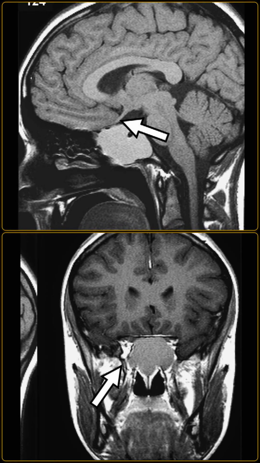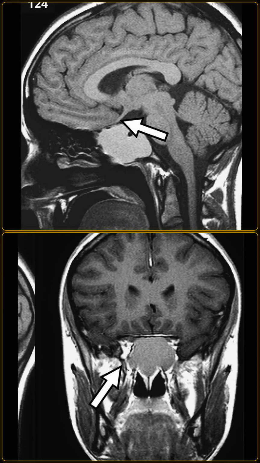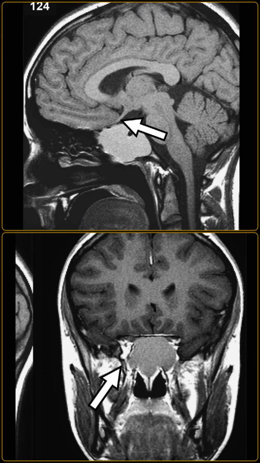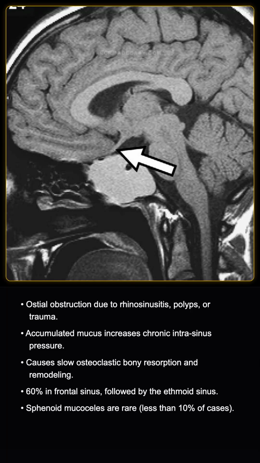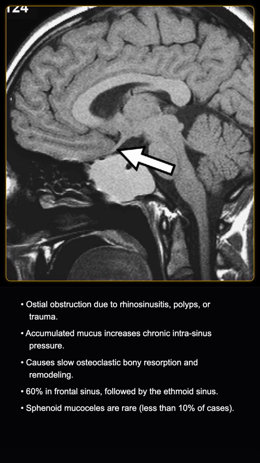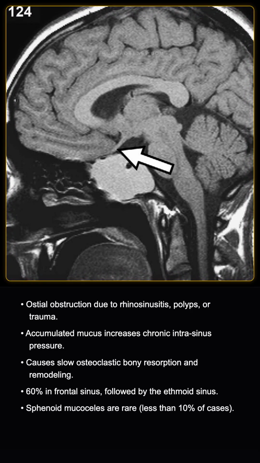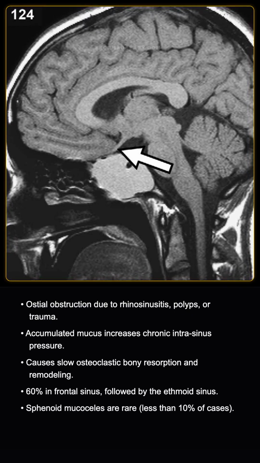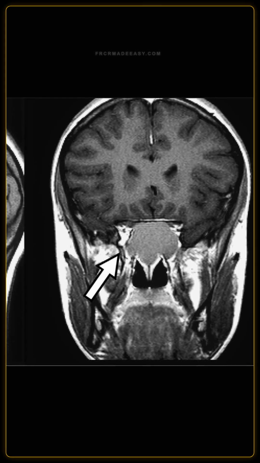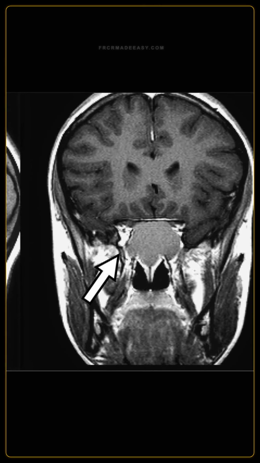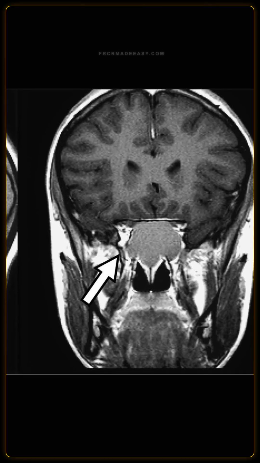Mucoceles occur most commonly in the frontal sinus, accounting for 60% of cases, followed by the ethmoid sinus. Sphenoid sinus mucoceles are rare, accounting for less than 10% of all paranasal sinus mucoceles. What are the clinical presentations of sphenoid mucoceles, and how does MRI signal vary depending on fluid content?